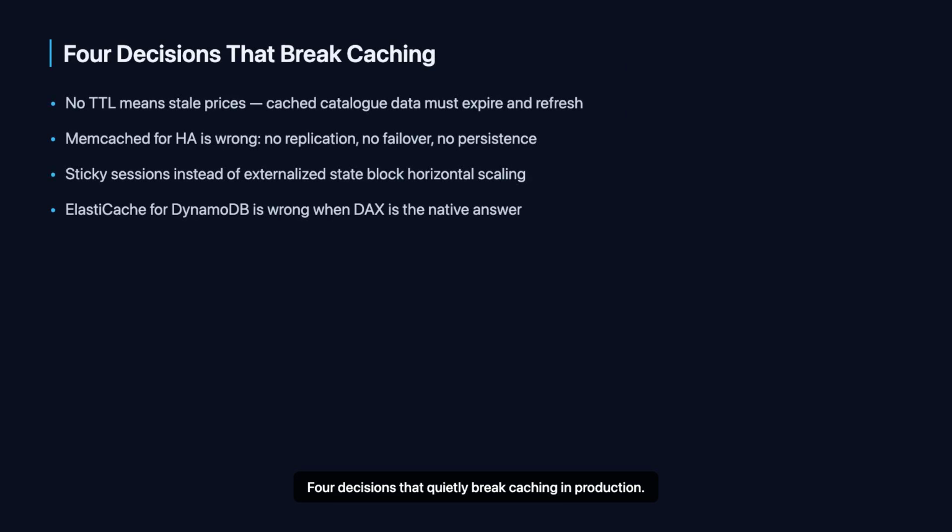Four decisions that quietly break caching in production. First, always set a time to live on cached data. If MegaCorp updates a product price in RDS, but the cache holds the old value for hours, buyers see the wrong price. Second, Memcached has no replication, no failover, and no persistence. So it's the wrong choice when high availability is the requirement.